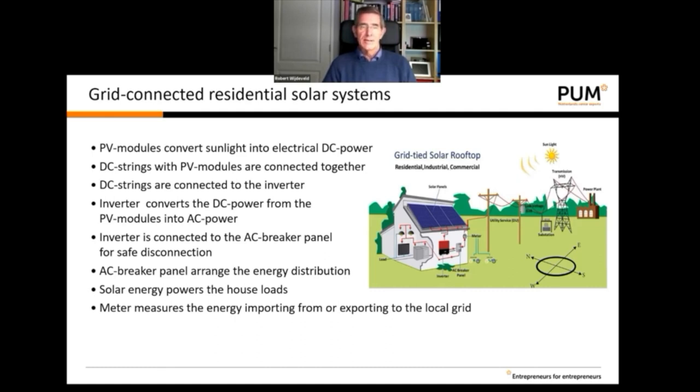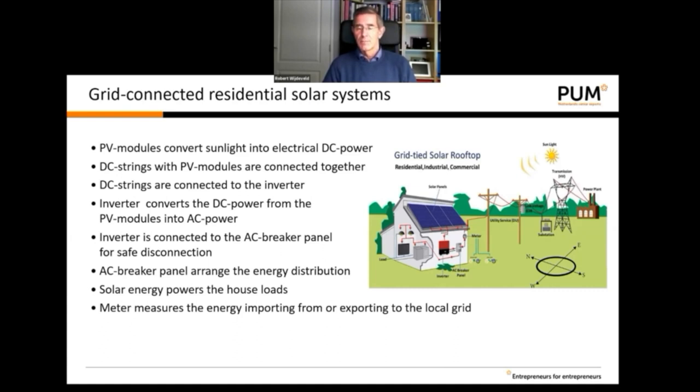The DC strings are connected with the PV modules, and the strings are connected together. These strings, and that can be one string or two strings, go into the inverter. The inverter converts the DC power from the PV modules into AC power. The inverter is connected to an AC breaker panel for safe disconnection. So if something is wrong with the inverter or with the panels, you can switch off the inverter at the AC breaker panel.